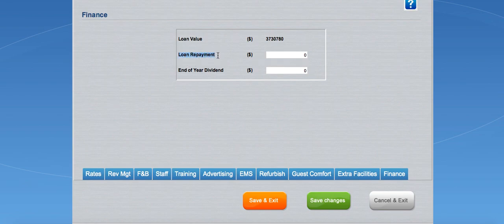This is making a lump sum loan repayment. Only if you're doing well should you do that. You're far better to invest the money in the business rather than paying off the loan if you can't really afford to do it. That's the key piece of advice there.